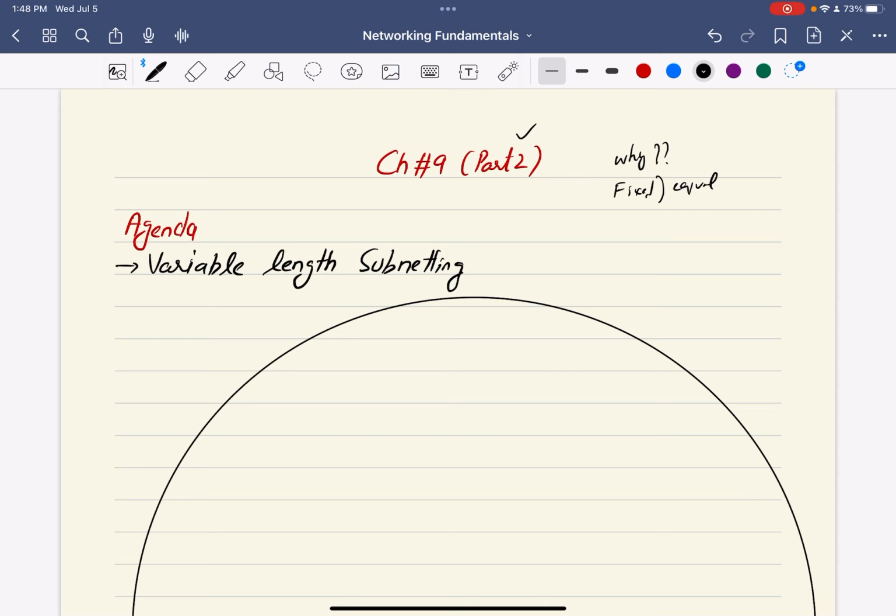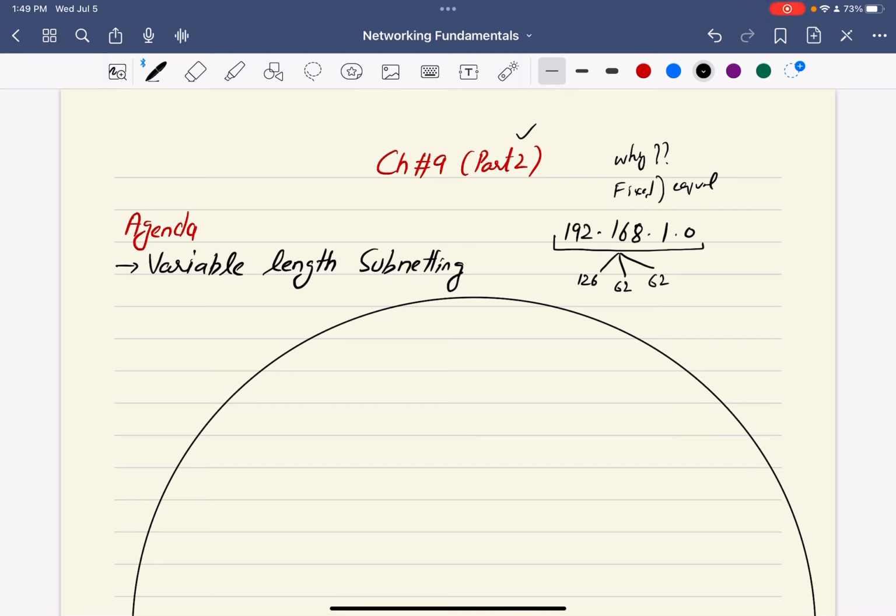For example, let's say this is your static IP address, 192.168.1.0. Now you have purchased this fixed IP address and you need to divide it into three subnets. In the first subnet, you have, for example, 126 hosts. In the second subnet, you have 62, something like that. So this is variable length subnetting. Of course, we can divide it into some more subnets as well.